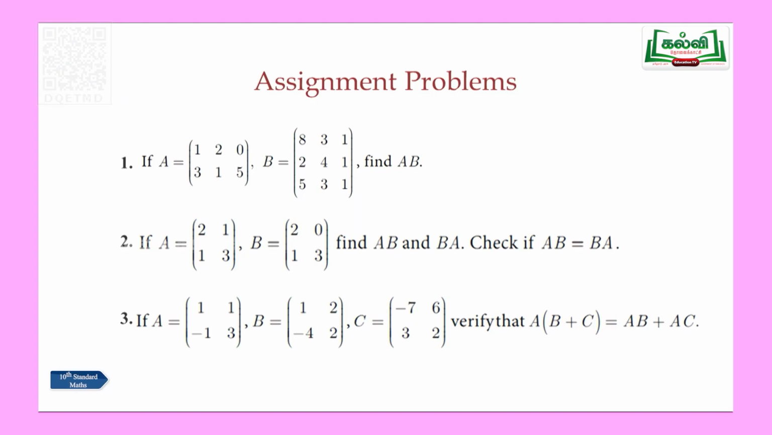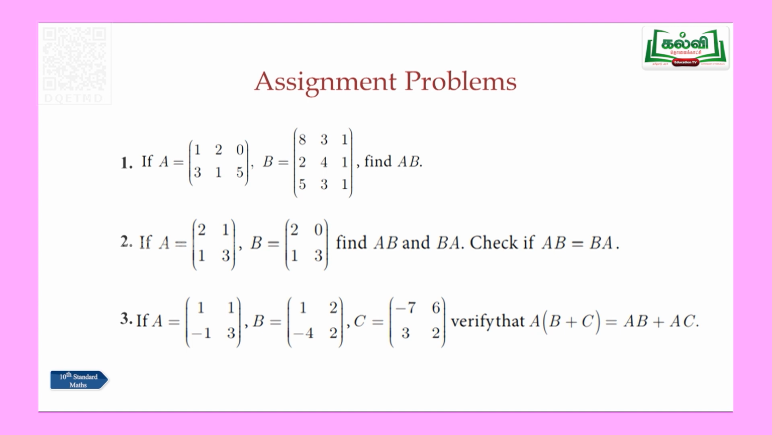Assignment problems. First one: if A equal to matrix 1 2 0 3 1 5, B equal to matrix 8 3 1 2 4 1 5 3 1, find AB. Just find A and B. AB means multiplication of the matrices A and B. Second question: if A equal to 2 1 1 3, B equal to matrix 2 0 1 3, find AB and BA. Check if AB equal to BA.